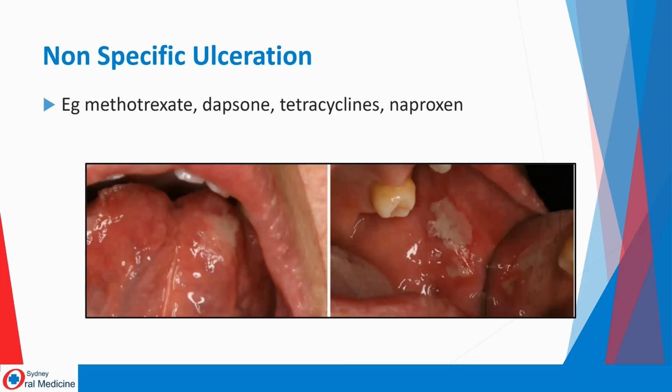These photos show a patient that has developed non-specific ulceration of the lining of the mouth. So the first photo shows the undersurface of the tongue, and the second photo shows the inside of the left cheek. These are known side effects of certain medications. So this one in particular has been a result of the patient taking methotrexate. Now, methotrexate is a drug that is commonly prescribed to manage rheumatoid arthritis, but is also used as chemotherapy for certain malignancies.